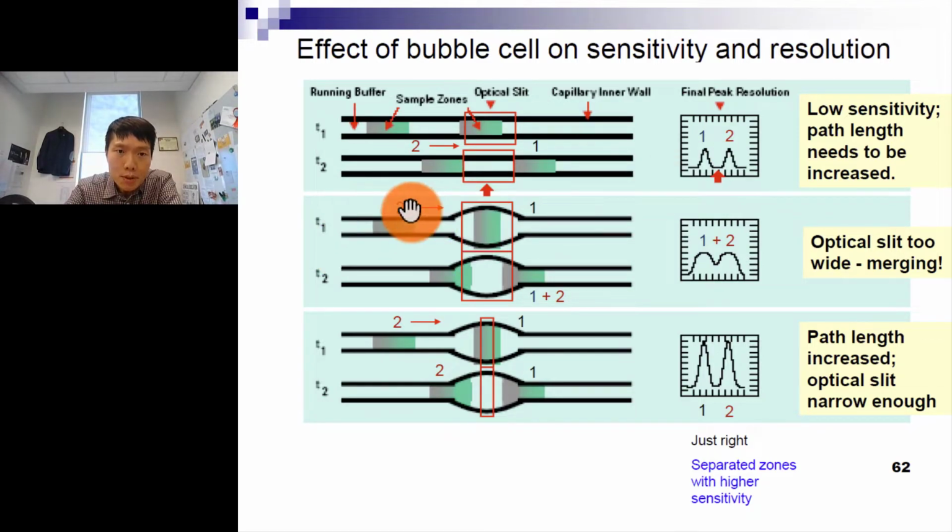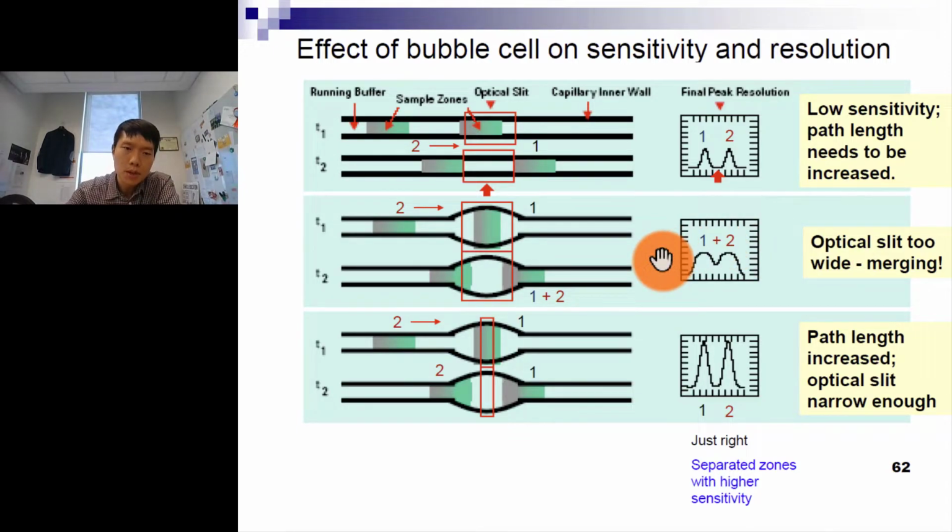But when you have a bubble cell in this manner, when it goes in, sure, you have one signal, but there's a point where your first signal overlaps with the second signal. Do you see here? You see that? That's why you see two peaks can overlap, which is something you want to avoid. And the reason for that is because the optical slit is too wide. That's why the peaks merge.